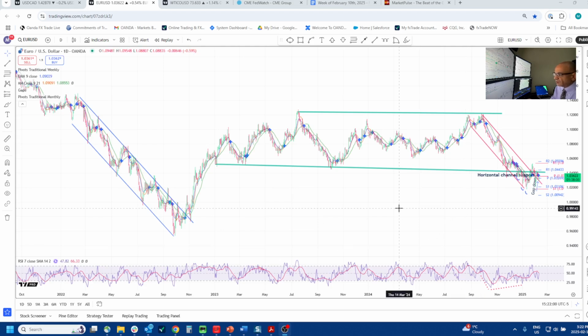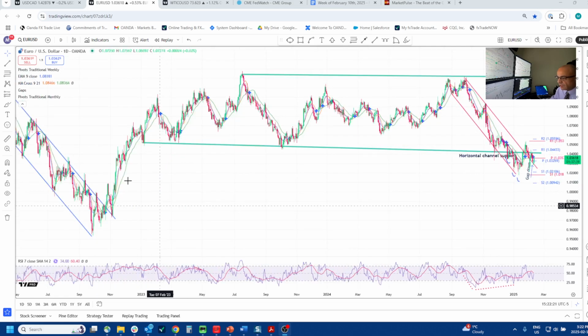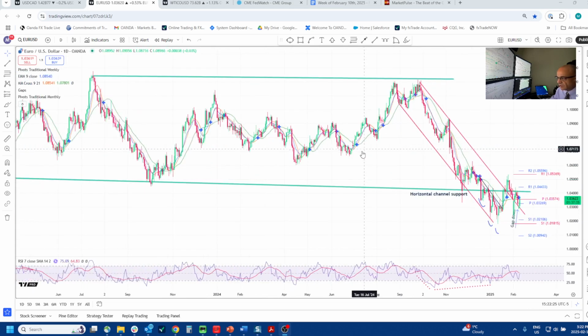Now we take a look at the Euro-Dollar daily chart and the technical analysis. We begin with the overall context of the chart, a zoomed out view. We see a downtrend which began in early 2022, a descending channel, and then price action began to move sideways for an extended period of time.